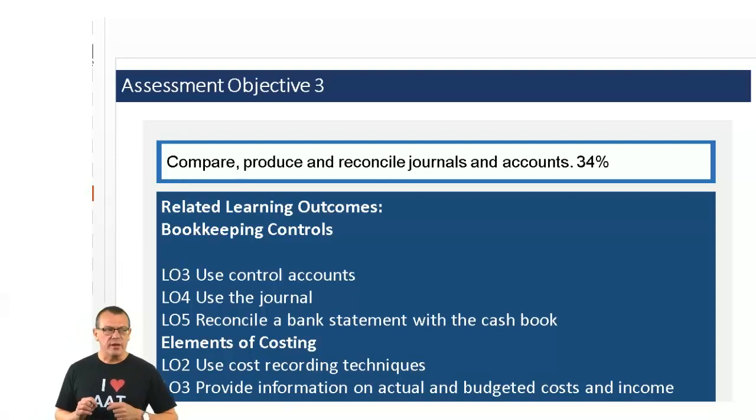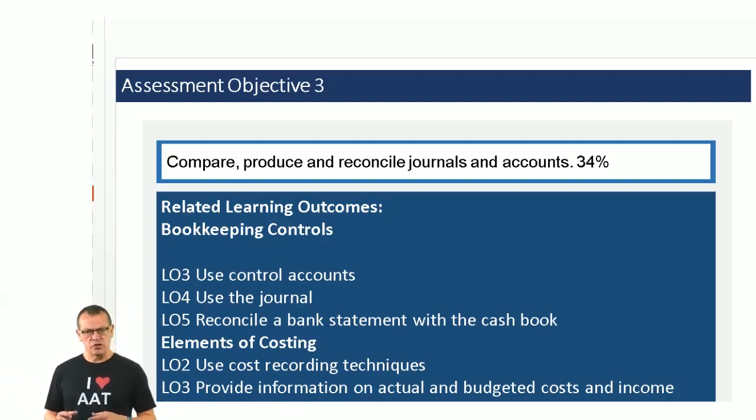Assessment Objective 3. What are we covering here? Now, AO3, reconciling journals and accounts. This has got a fairly big weighting actually, 34%. So the examiner's really drawing in information here and expecting you to look at this information and bring something out. We've got a bit of work on to get through this part. And what are we looking at?